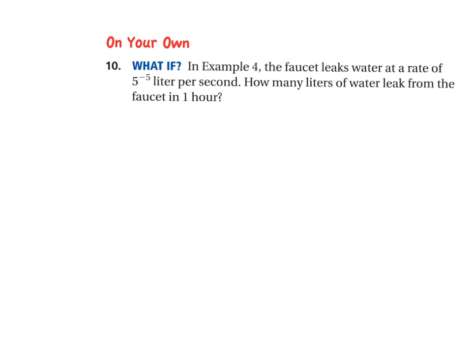All right, grab your paper for the last one on your own. I'd keep your journal over because it's dealing with, of course, the last example. So they said, what if in example 4, the faucet leaks at a water rate of 5 to the negative 5th liter per second? How many liters of water leak from the faucet in 1 hour? Well, remember, we already figured out that there's 3,600 seconds in an hour. So we're going to use that as our multiplication.